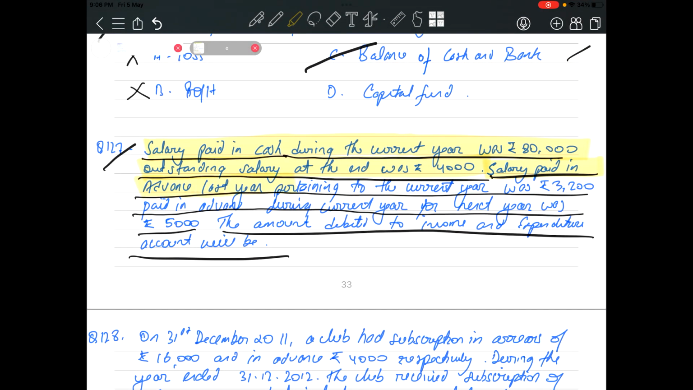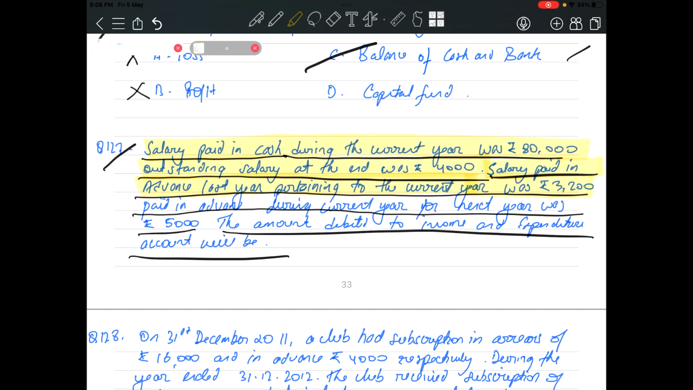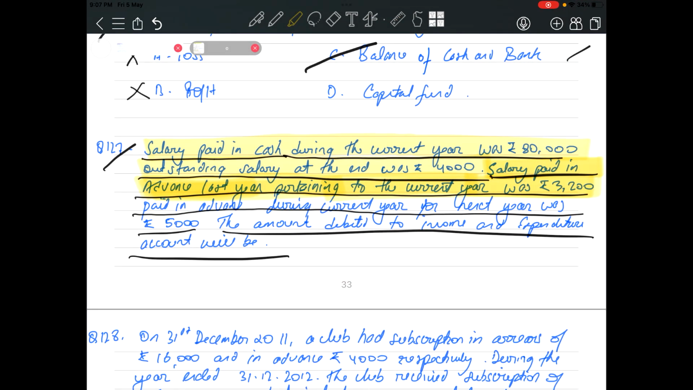Salary paid in advance last year pertaining to the current year was 3,200. So what has happened? We have paid 3,200 as advance salary at this point. This salary was to be paid in the current year, but we paid it in the previous year, on 31st March, when it should have been paid during this period. So this will be our advance salary. Advance expenses are always an asset for us. I hope you know this.